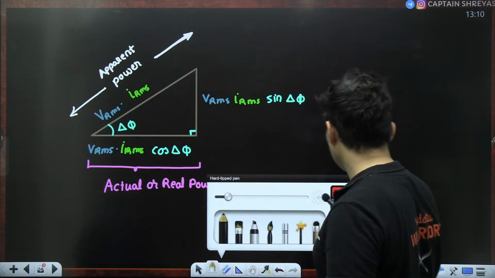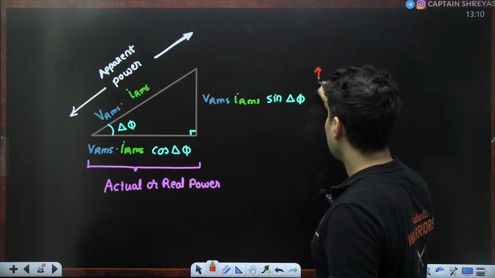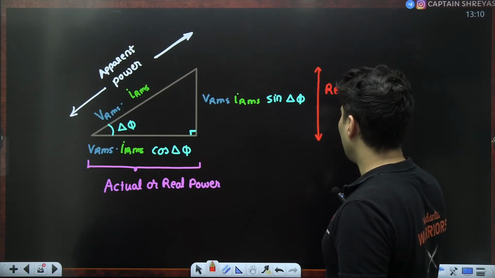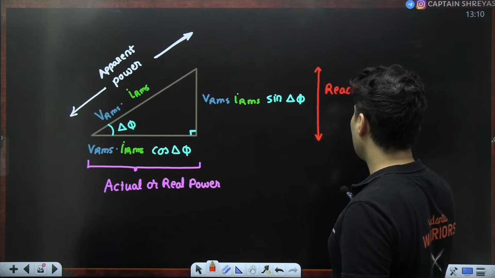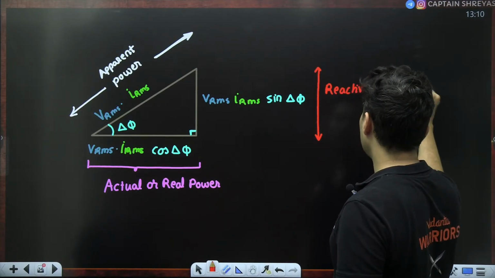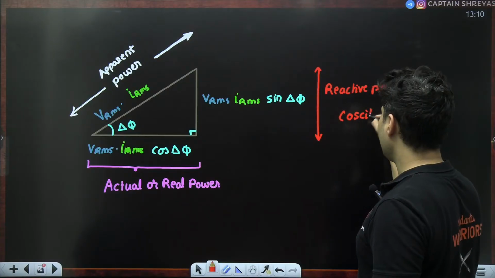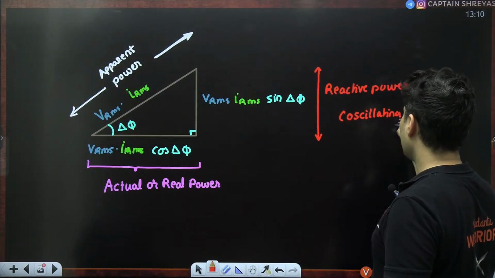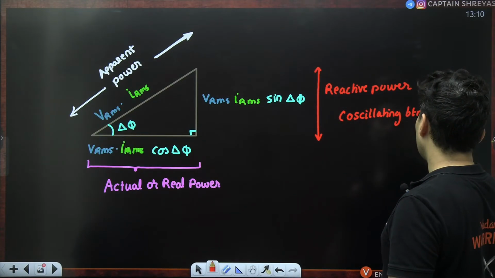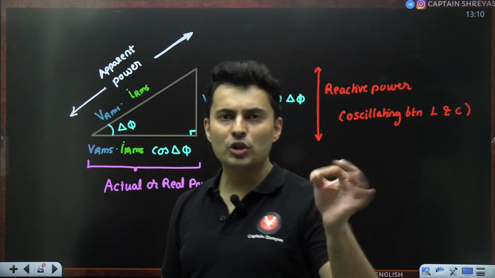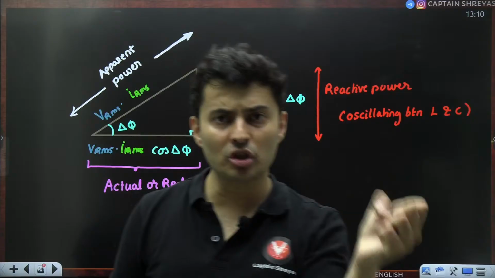This side over here, which you see, is called reactive power. Reactive power. So very, very important. This power is the one which is oscillating between inductor and capacitor. Remember, inductor and capacitor cannot actually lose any energy. They can only store the energy.